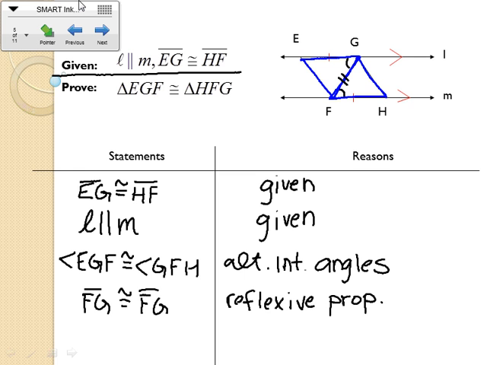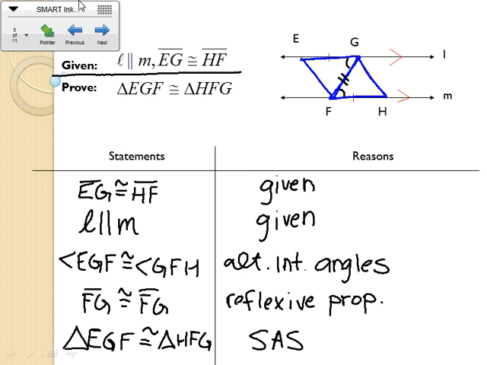Now, I can say that those two triangles, what we wanted to prove originally, are congruent to each other using that new conjecture that we learned in class today. These two triangles are congruent by side, angle, side.